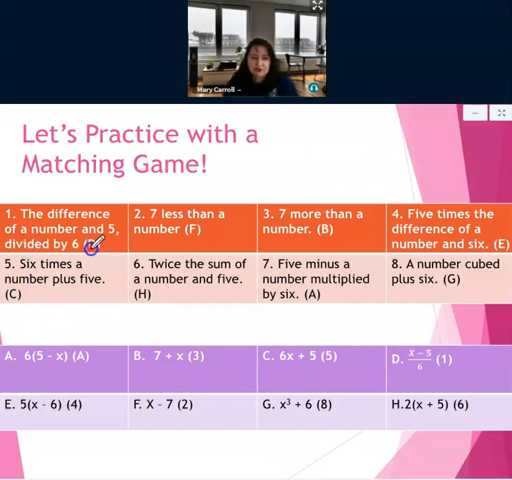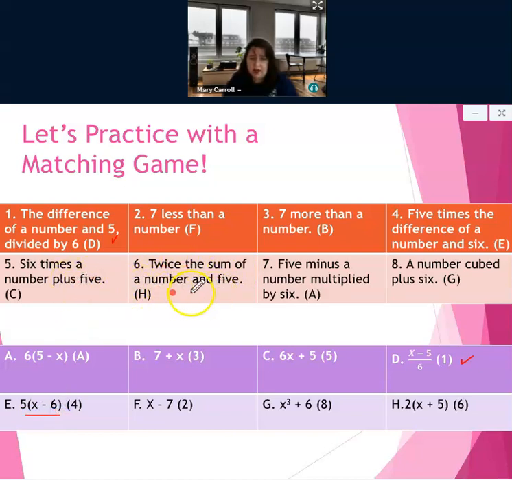Okay, so the first one is D, and I have the difference of a number n, 5 divided by 6. So the difference of, and this little comma kind of gives it away, divided by 6, so that would be, there you go. 7 less than a number, hopefully you had those. Some of those are very simple. 5 times a difference of a number and 6 does mean that 5 times is going to be on the outside, hence why that's this one.